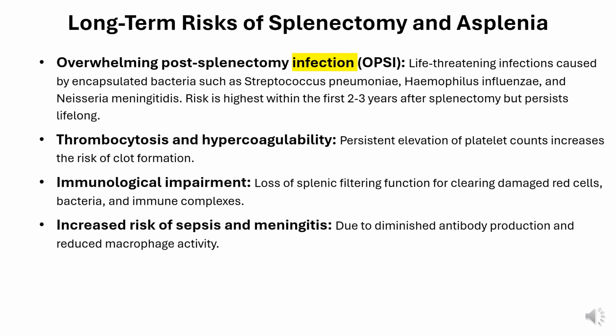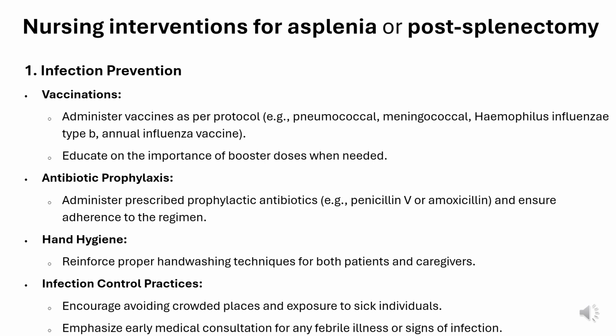Immunological impairment: loss of splenic filtering function for clearing damaged red cells, bacteria, and immune complexes. Increased risk of sepsis and meningitis due to diminished antibody production and reduced macrophage activity. Nursing interventions for patients with functional asplenia or post-splenectomy status to address their unique needs and risks. Nursing interventions can significantly improve the quality of life and reduce complications for these patients.